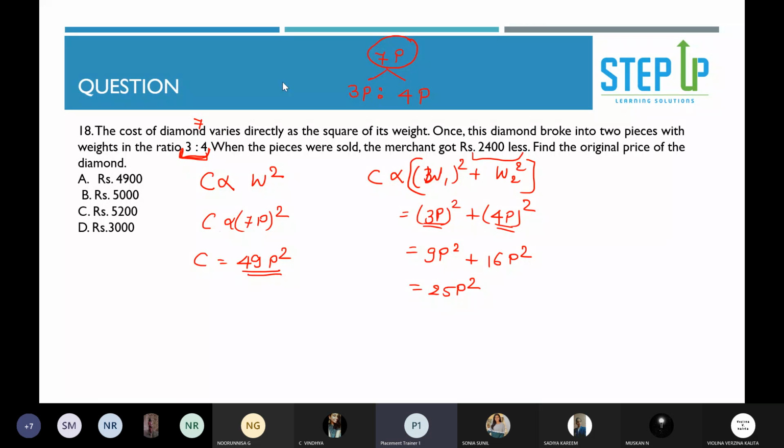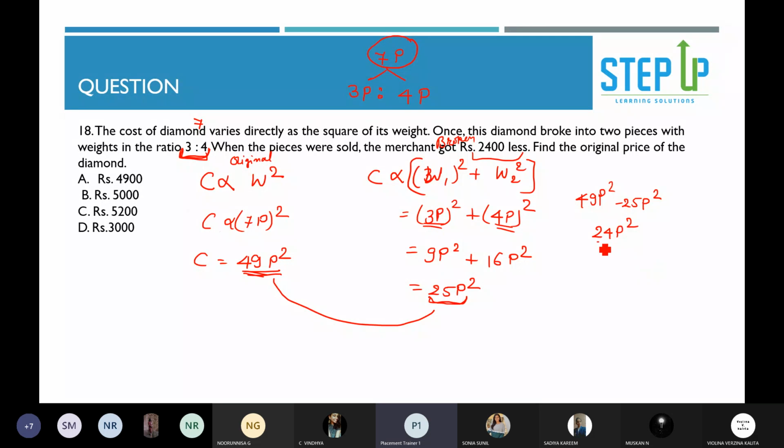Yes, ma'am. Original and one is broken, right? Now original is 49p square, broken one, even on combining I'm getting 25p square. So how much weight is it losing, or what cost is losing? 24. So 49 minus 25p square, this part it is losing, that is 24p square. Yes or no? Yes, ma'am.